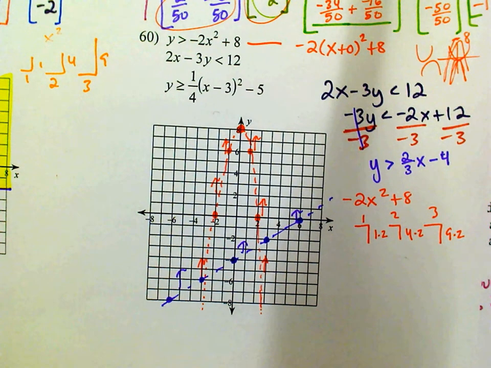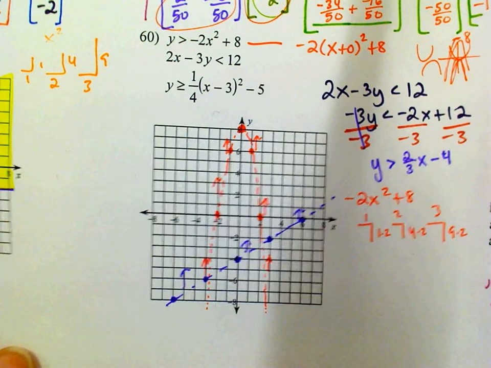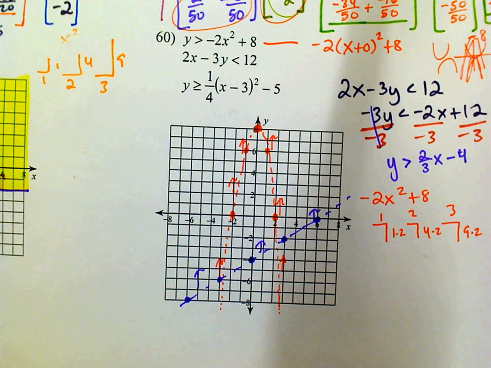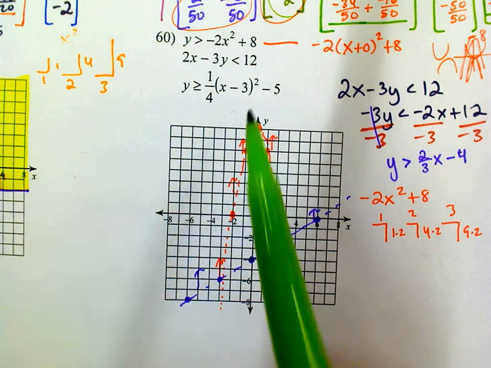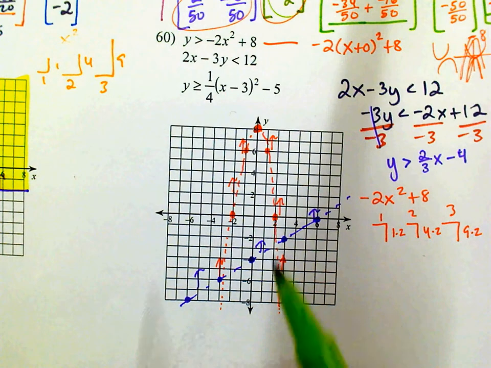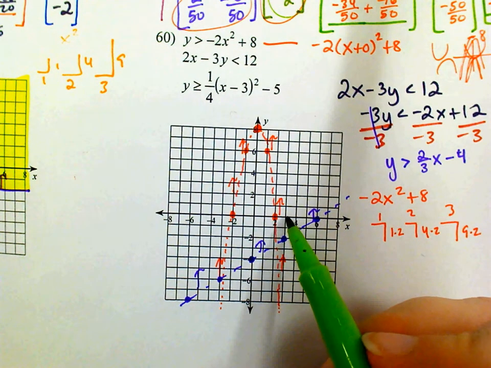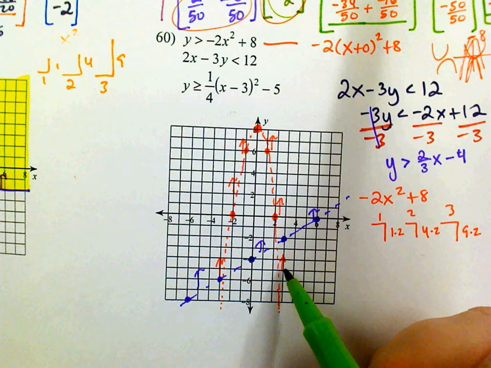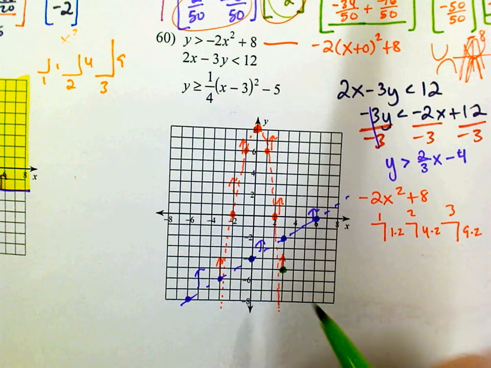And then I have this last parabola to graph. So 1/4 (x minus 3) squared minus 5. What does the minus 3 make me do? Move to the right 3. What is the minus 5? Down, so the vertex is at 3, -5. What does the 1/4 make me do?